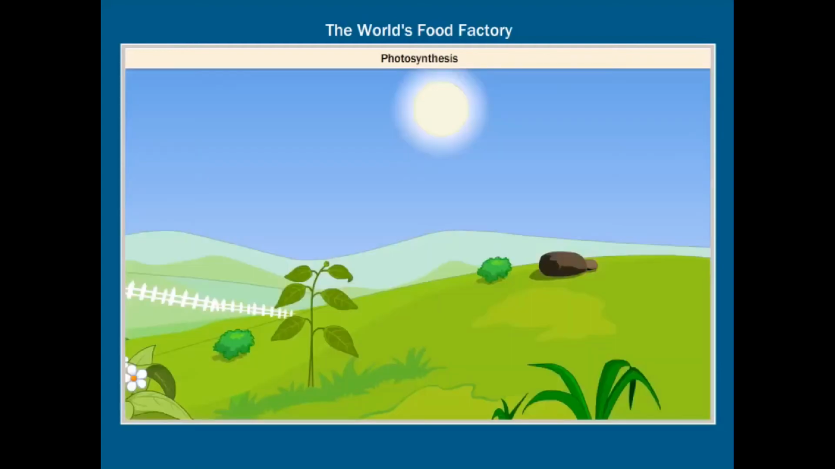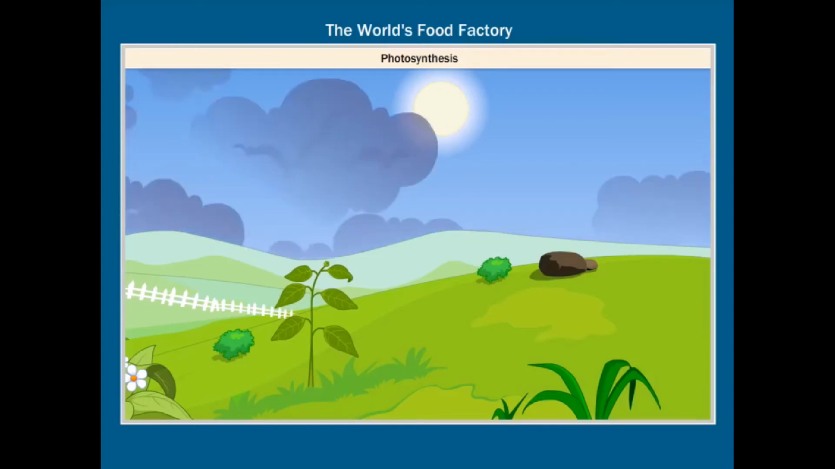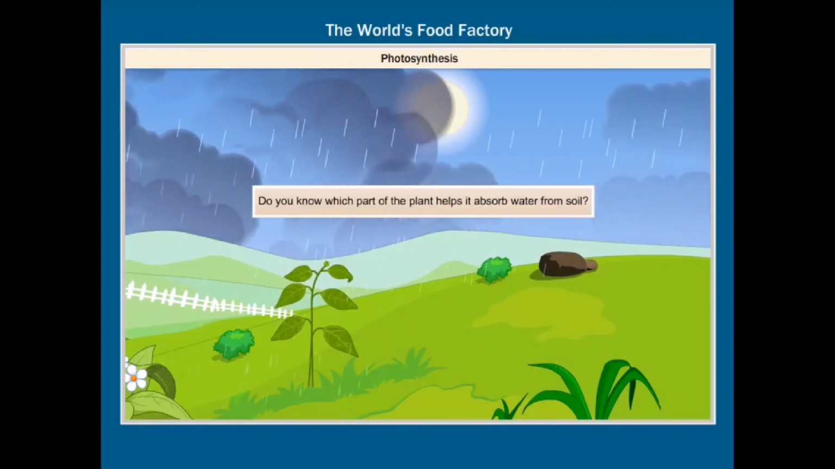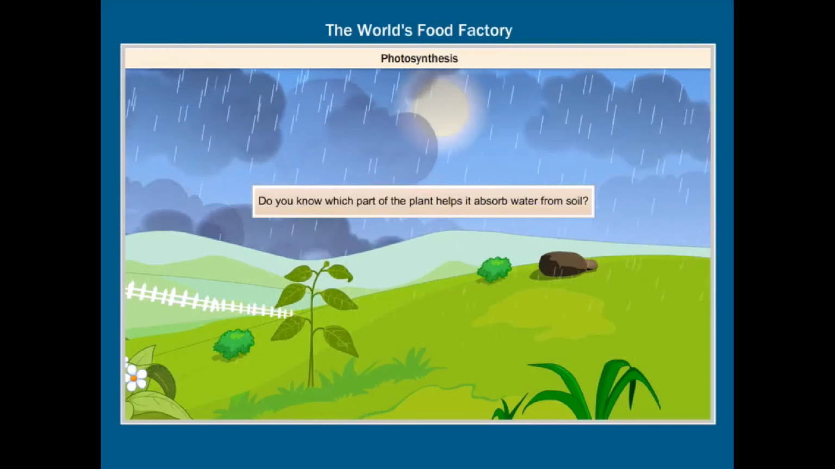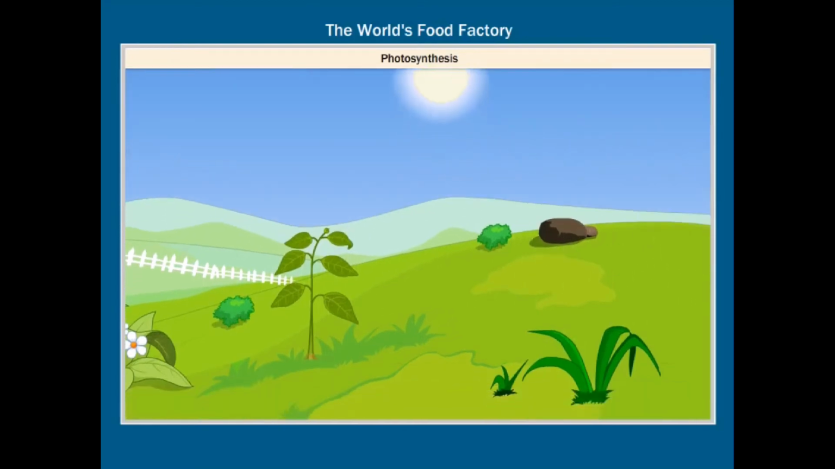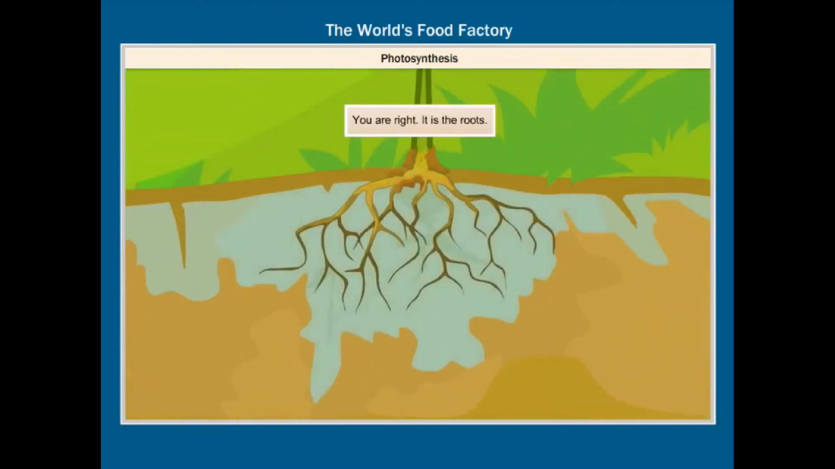Photosynthesis. Let's now see how plants prepare food. Green plants require water, carbon dioxide, and sunlight to make food, which is done mostly by the leaves. Do you know which part of the plant helps it absorb water from soil? You are right. It is the roots.